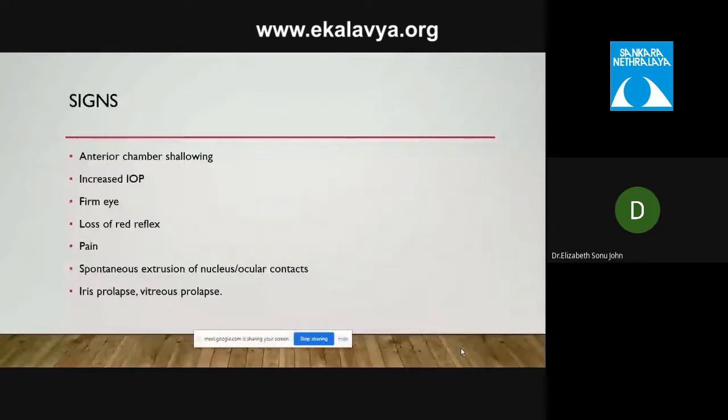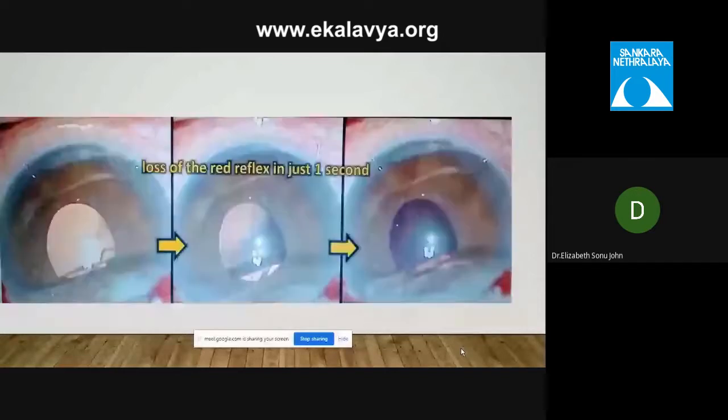So this is a case where you can see there is a red reflex, and slowly the reflex is changing and has become a brown-black color. So this is a case of suprachoroidal hemorrhage. If you see anything like this, immediately close the wound.